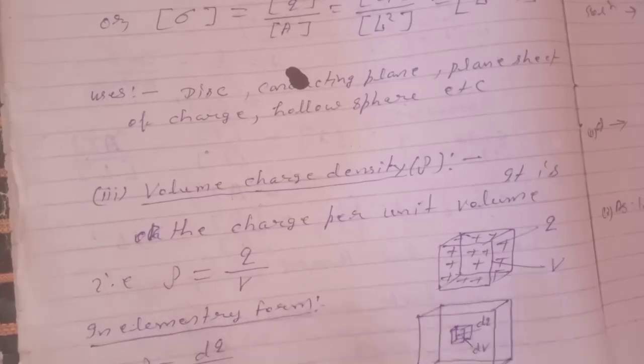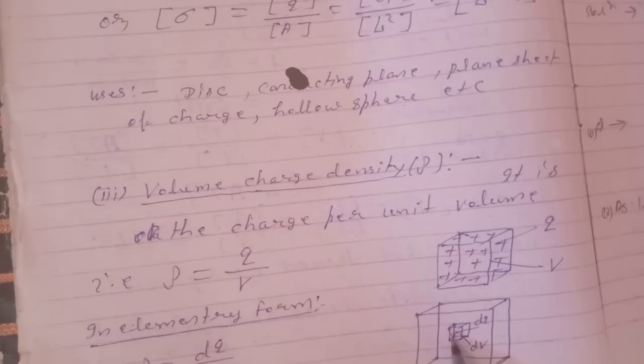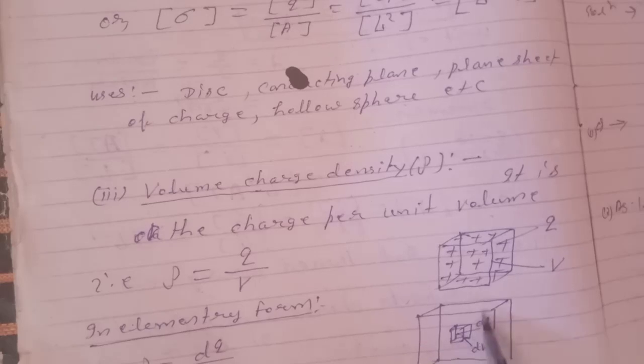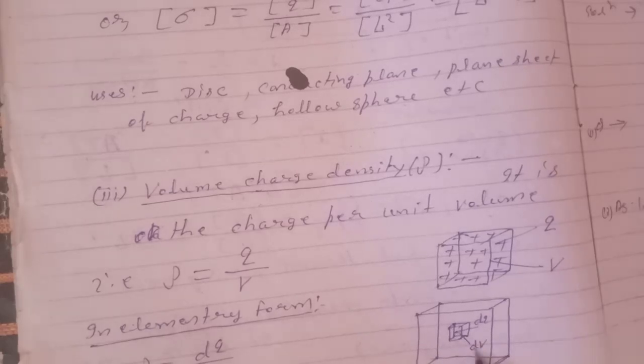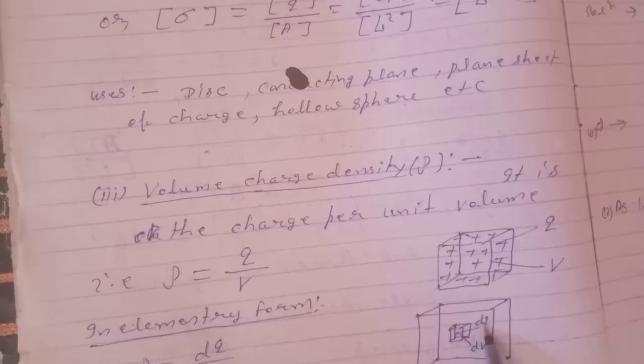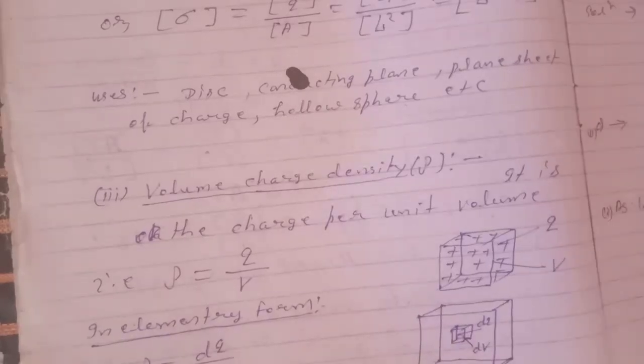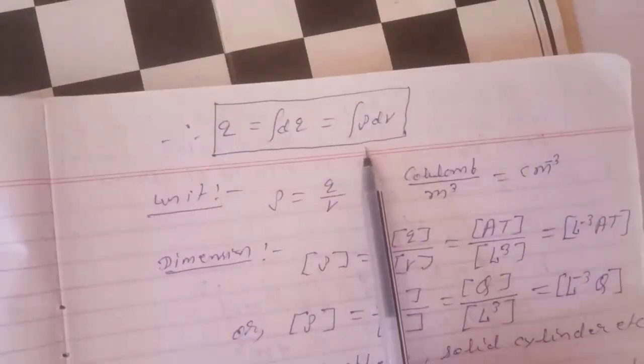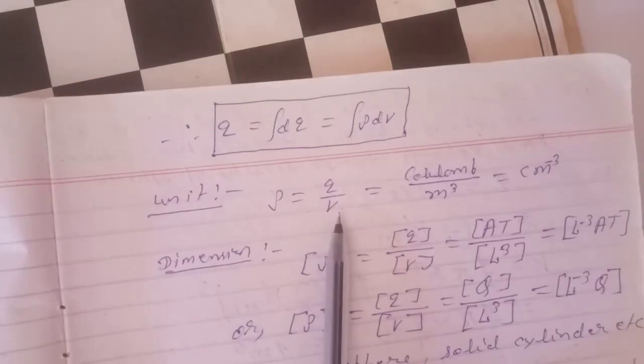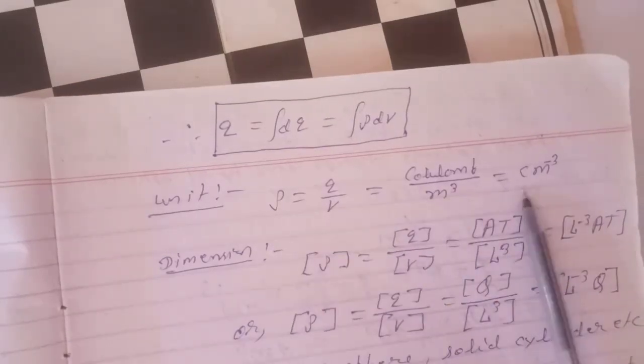And now in elementary form, for example, if we consider this is an element, a small portion of the body which has a volume dv, and this body possesses dq charge, then we can write the volume charge density rho equals dq by dv, or dq equals rho dv. Hence q equals integration dq, integration rho dv, and the unit will be rho equal to q by v, coulomb per meter cube.